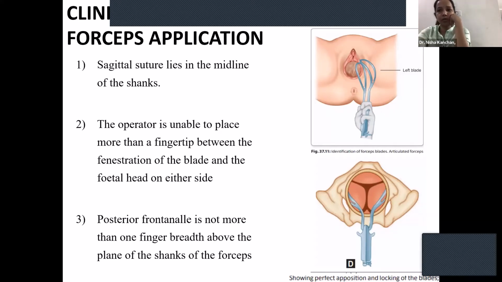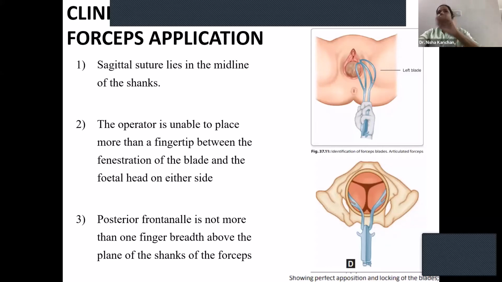So if you try to put your finger between the baby's head and the blade, only one fingertip should go between the blade and the baby's head. If 2-3 fingers are going in, that means your forceps application is not cephalic and the baby's head is deflexed and you have not applied it properly. The posterior fontanelle should be not more than 1 finger breadth above your blade.